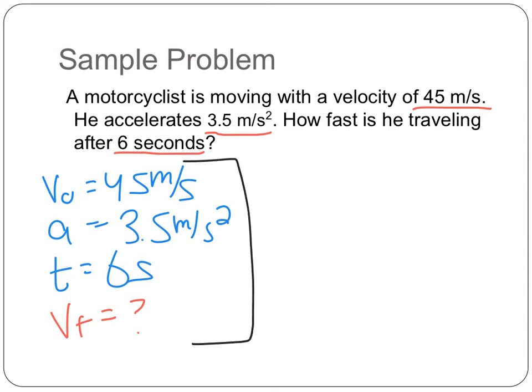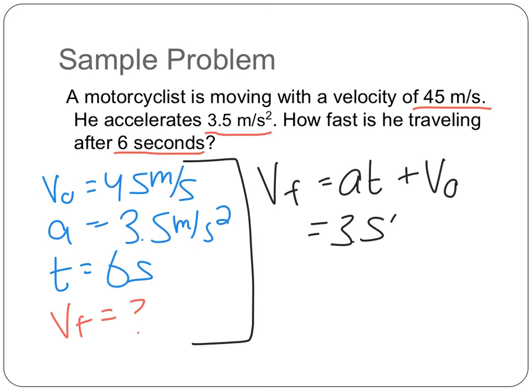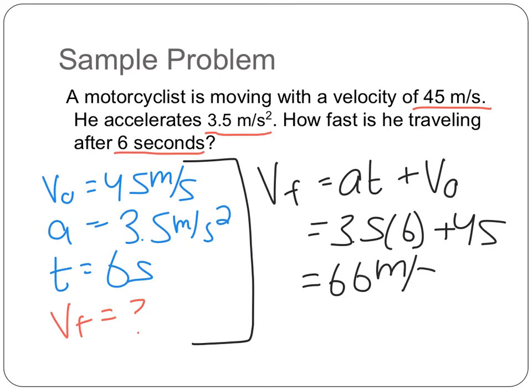Looking back at our equations, we are looking for final velocity. We have our initial velocity, acceleration, and time. So we're going to use VF equals AT plus V0. Let's plug in our numbers. And our final answer will be 66 meters per second.